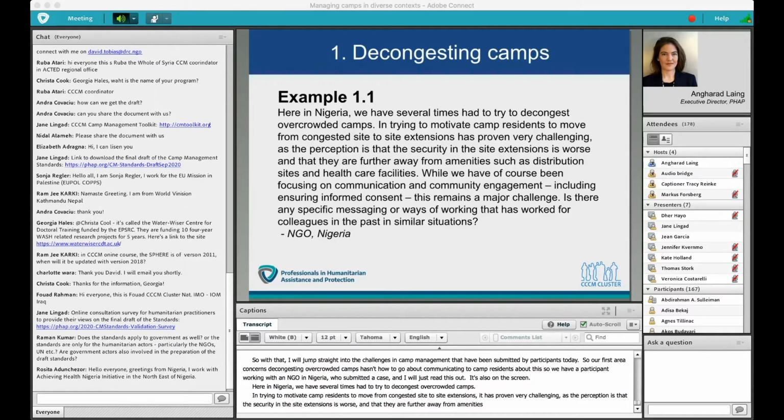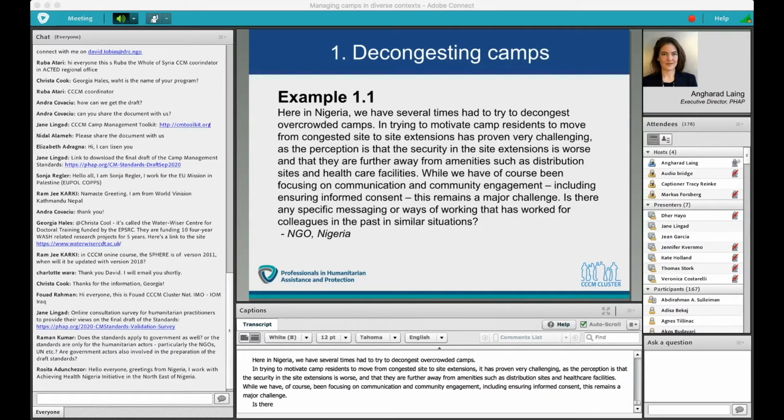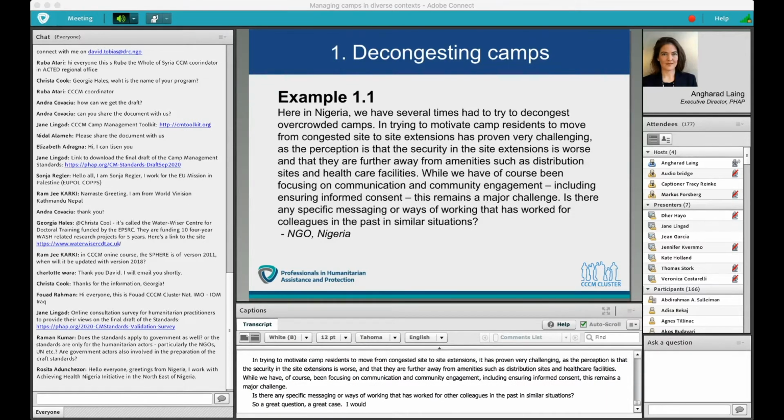While we have, of course, been focusing on communication and community engagement, including ensuring informed consent, this remains a major challenge. Is there any specific messaging or ways of working that has worked for other colleagues in the past in similar situations? So a great question, great case. I'd like to turn with this first to Kate. What would be your main overarching recommendations for how to approach this type of situation? Kate, over to you.